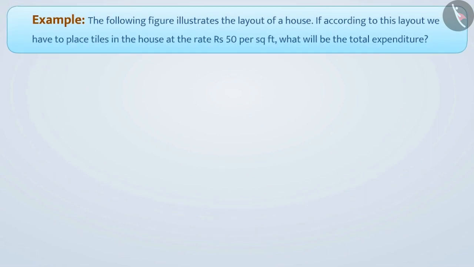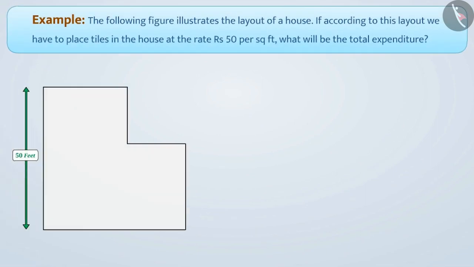Next example. The following figure illustrates the layout of a house. If according to this layout, we have to place tiles in the house at the rate of rupees 50 per square feet, what will be the total expenditure? In order to find the answer to this question, first, we will have to find the total area of the house. We can divide this figure into two rectangles in this way.